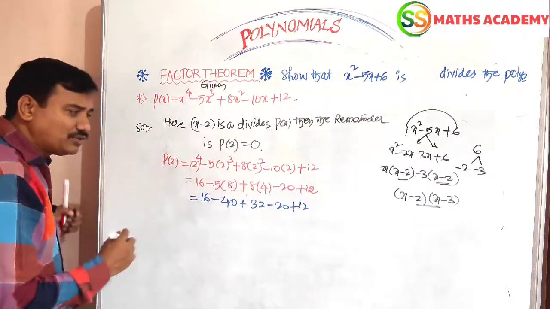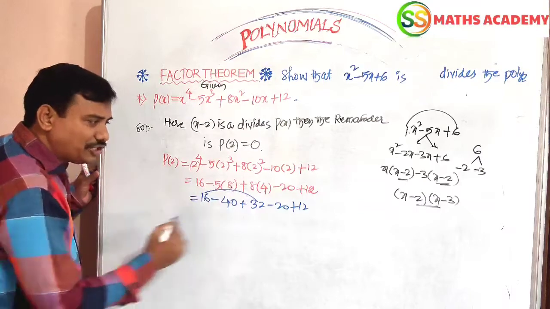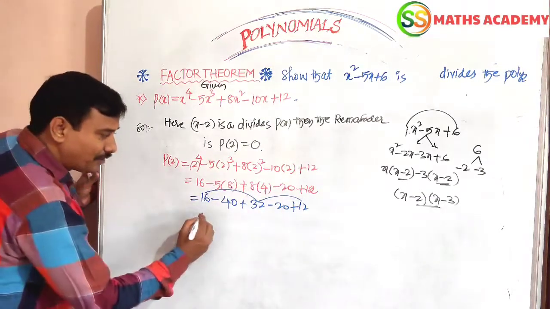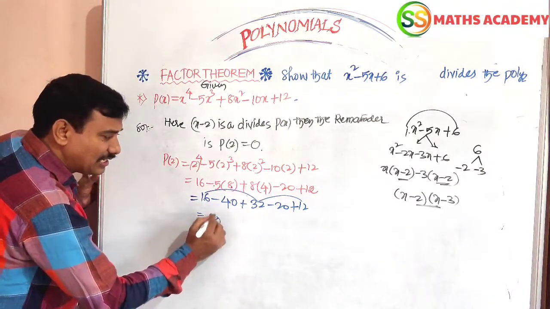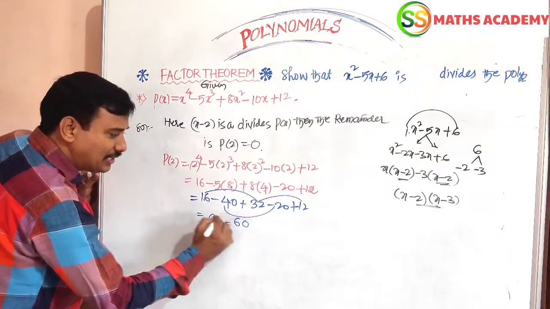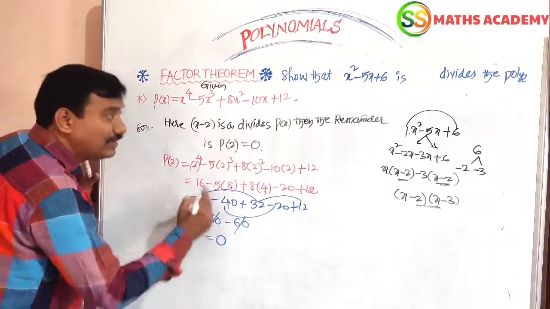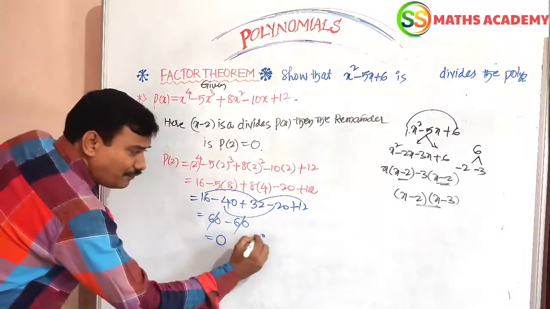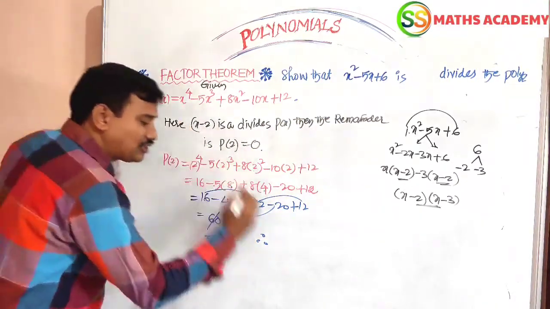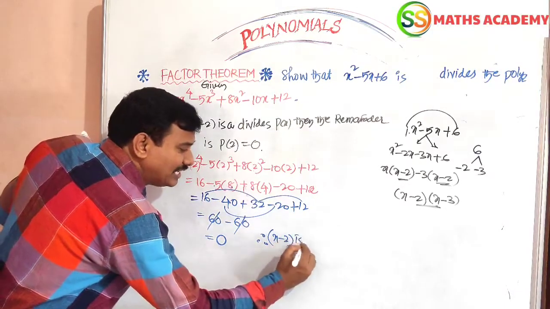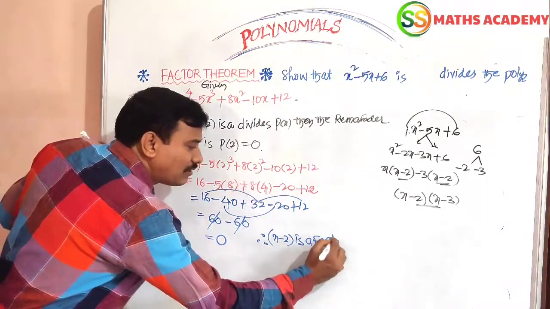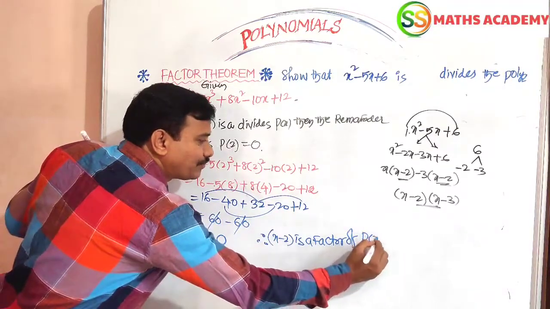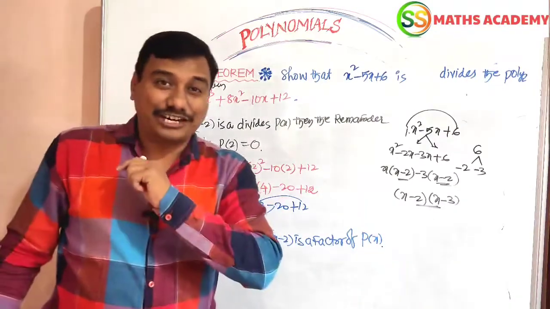Friends, what are the positive numbers here? 16 plus 32 plus 12, nothing but 60. Now these two negative numbers also sum to 60. Plus 60 minus 60 gets 0. Yes, remainder 0. We got the remainder 0. Therefore, which is the factor? x minus 2 is a factor of p of x. One factor is completed, friends.